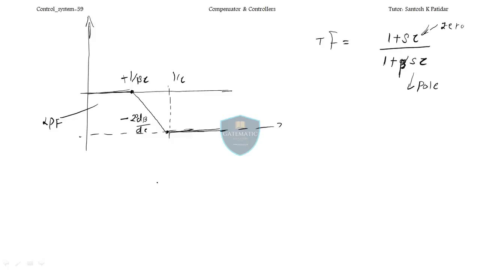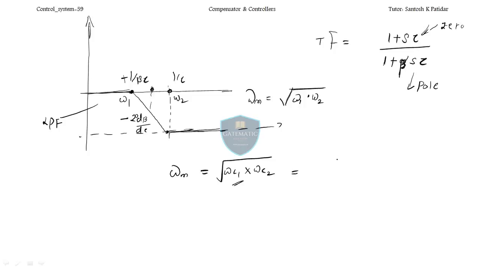Okay, now for the lead compensator, we defined omega m, isn't it? Here also I get omega m. These two are the corner frequencies, omega 1 and omega 2. There we have seen that omega m is nothing but the square root of omega 1 into omega 2. So here also the thing is the same: the square root of omega c1 into omega c2. This is your omega m. In this case, your omega c1 is 1 by beta tau and the next one is 1 by tau.